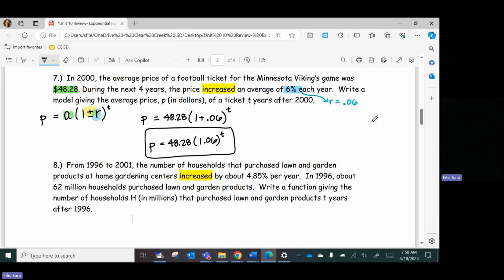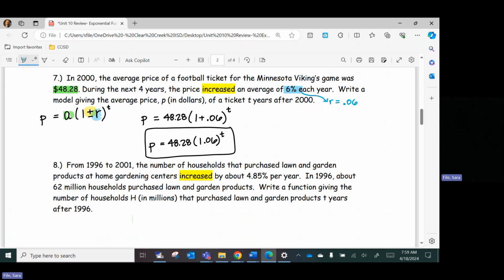For number 8, it says, from 1996 to 2001, the number of households that purchased lawn and garden products at home gardening centers increased by about 4.85% each year. In 1996, about 62 million households purchased lawn and garden products. Write a function giving the number of households, H, in millions that purchased lawn and garden products T years after 1996. Okay, so we're going to start with the same base equation.